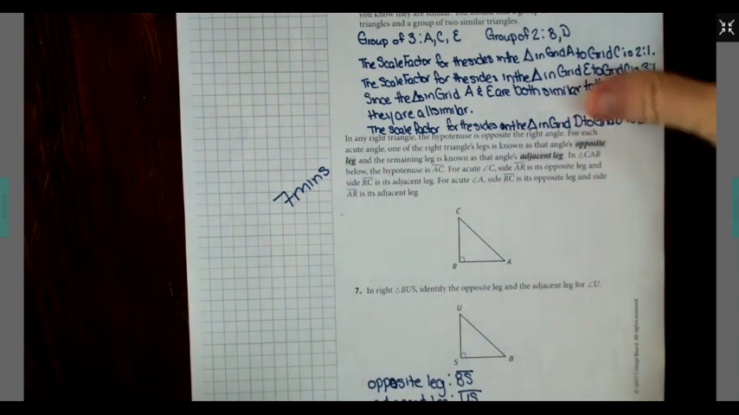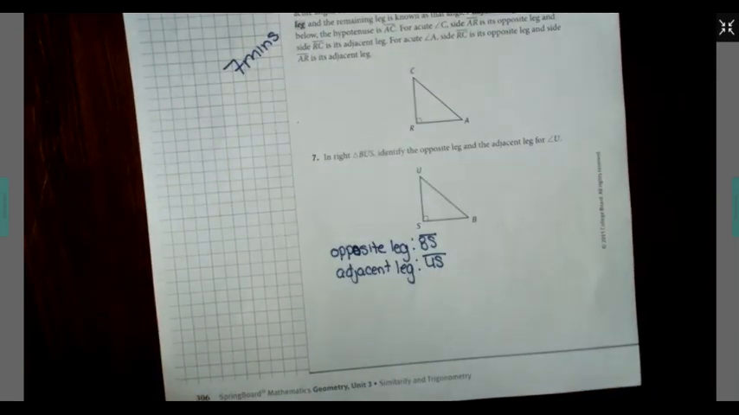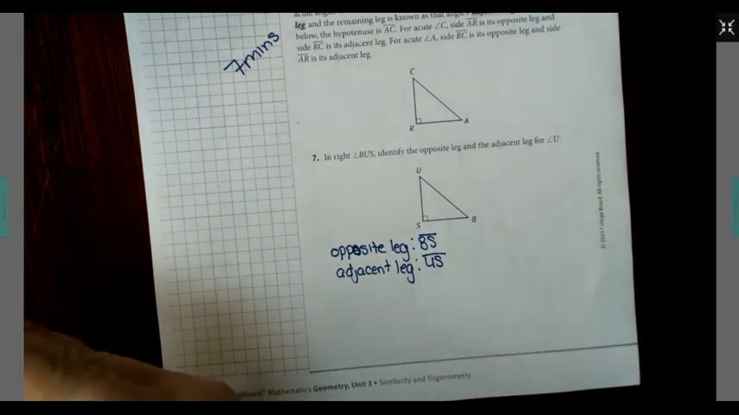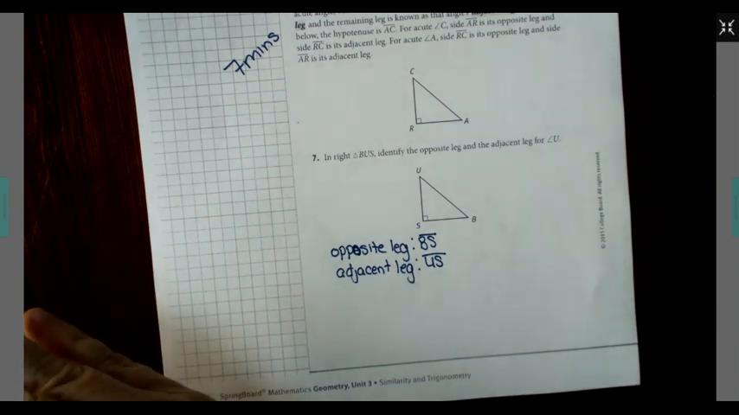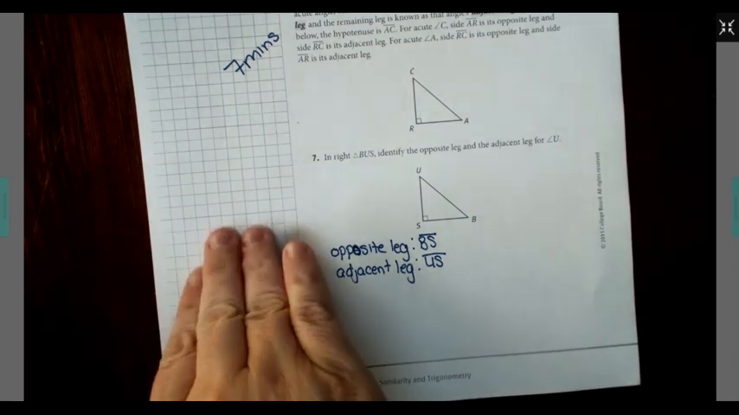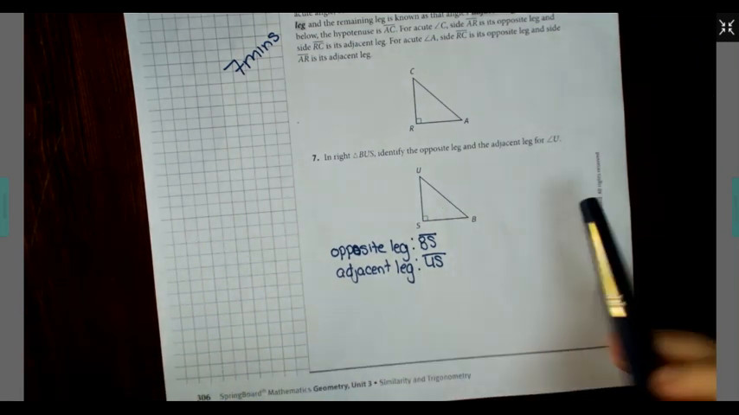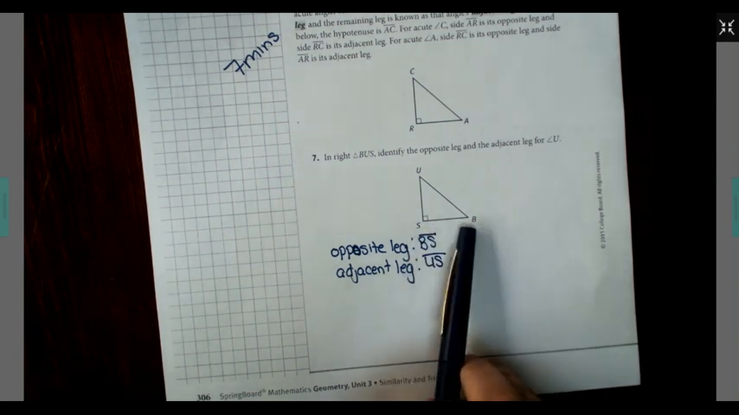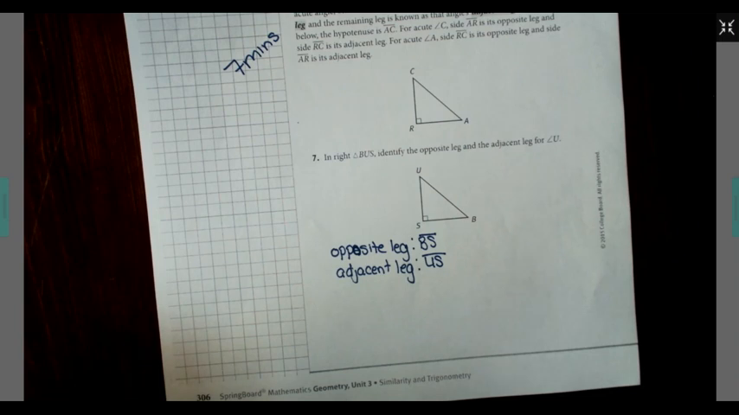Here in the bottom part in question 7, it asks what was the opposite leg of angle U and what was the adjacent leg of angle U. Now, keep this in mind. When you're finding something opposite, it's going to have the 2 letters of the triangle that are not the angle you're talking about. So, for instance, angle U, my 2 other angles are B and S, so opposite is BS.